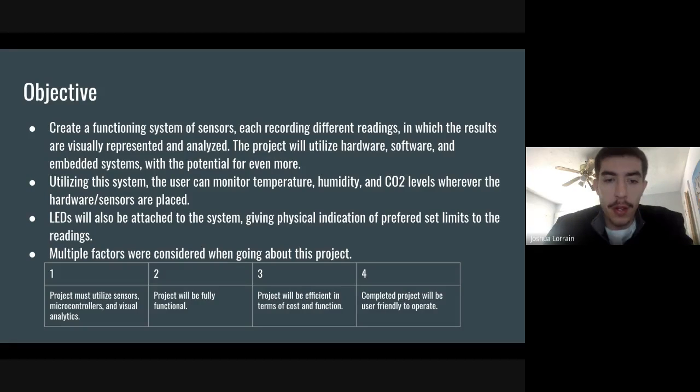Number one, it's a little rubric. Number one, the project must utilize sensors, microcontrollers, and visual analytics. Two, the project will be fully functional. Three, the project will be efficient in terms of cost and function. And four, the completed project will be user friendly to operate.